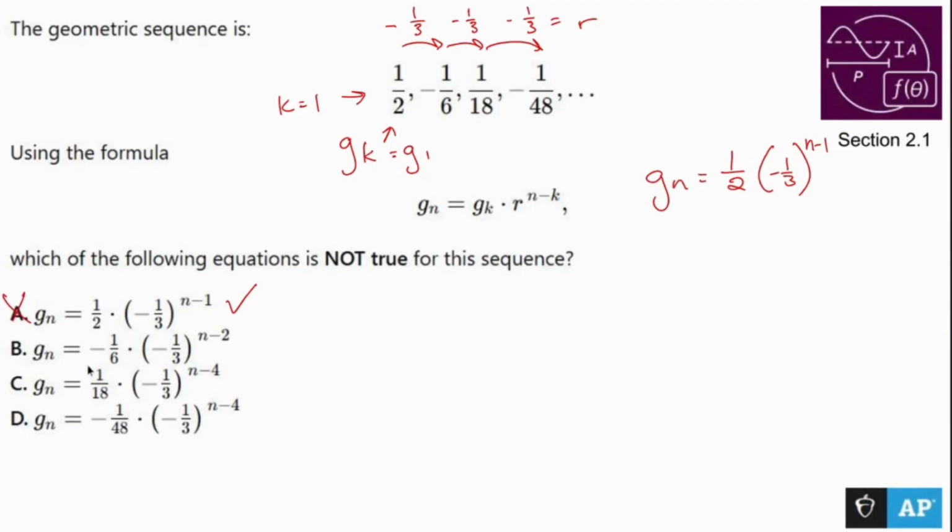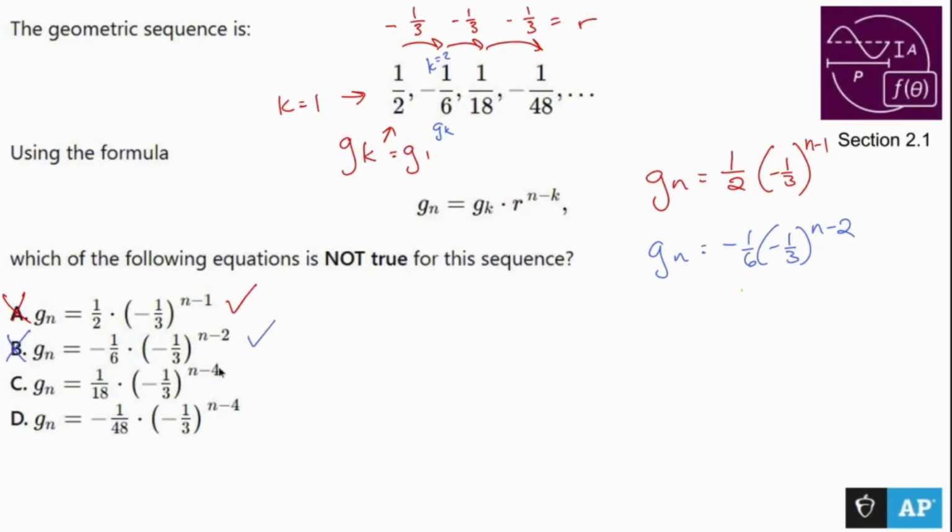Now, rather than trying to do stuff that you haven't learned yet, let's just plug these in and see what else works. Okay, they want me to try out 2. So k equals 2 would be this one, and this would be my new g sub k. So plugging that into the same formula, g sub n would still equal, oh no it won't, it would be g sub k, which is negative 1 over 6, times negative 1 over 3 to the n minus 2 power. So that lines up with that. You check out, which means you're not going to be my guy.